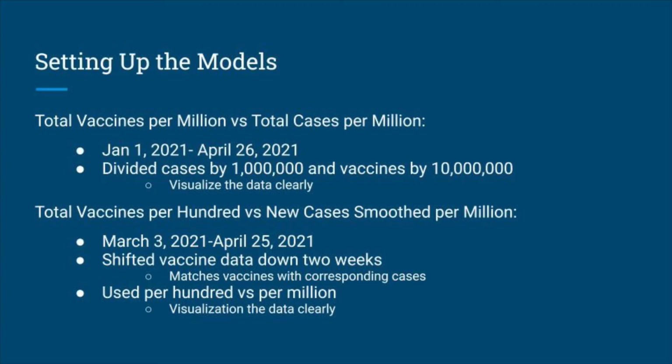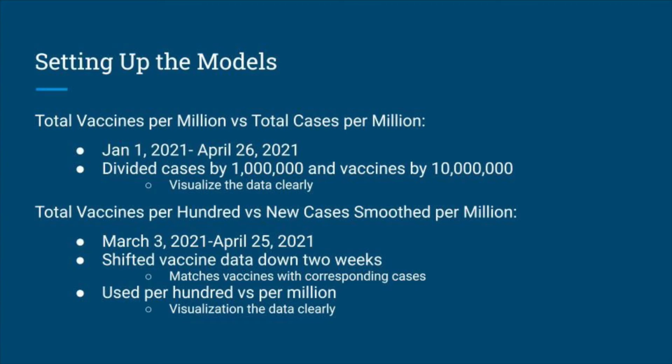The first model shows total vaccines per million versus total cases per million. This was done in order to look at how the growth rate of cases is decreasing as more vaccines are being rolled out. The dates range from January 1st, 2021 through April 26, 2021, and we divided the cases by 1 million and the vaccines by 10 million to better visualize the data on the graph.